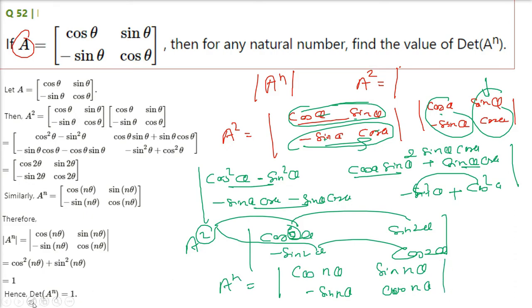Okay. Now, when we try to find the determinant, let us see the determinant. Just cross multiply and subtract. So cos n theta into cos n theta will be cos square n theta, and minus sin n theta times minus sin n theta is sin square n theta, since minus becomes plus. So it will be sin square plus cos square, actually theta is n theta here. So it will be 1. So the determinant will be 1.